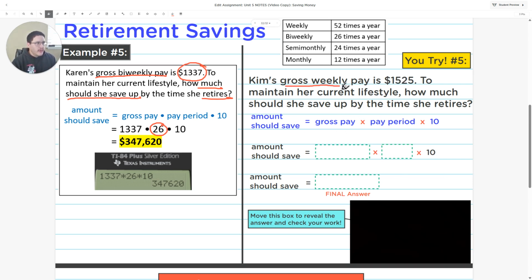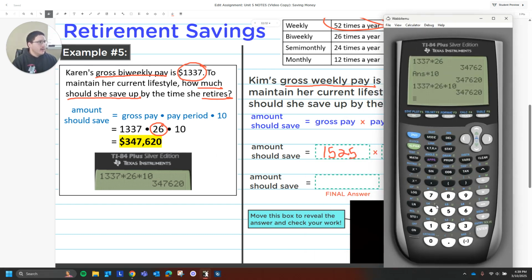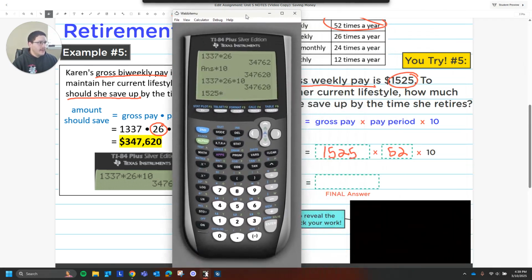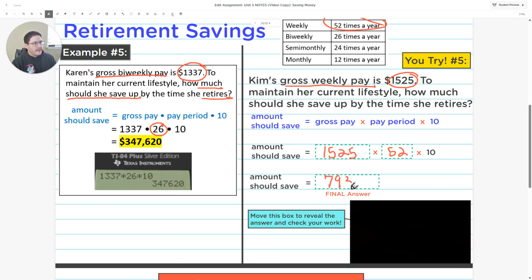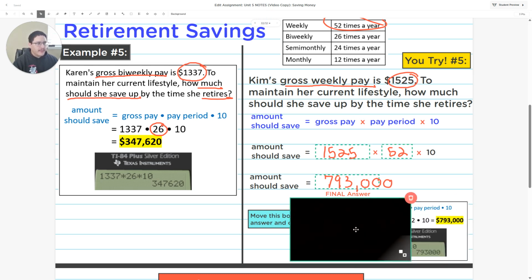So again, her gross weekly pay is $1,525. So we're going to take $1,525 multiplied by weekly, which is 52 times a year. And then we're going to multiply that by 10. So 1,525 times 52 times 10. And she needs to save $793,000 to maintain her current lifestyle. Again, this is a rule of thumb. This is not for sure.